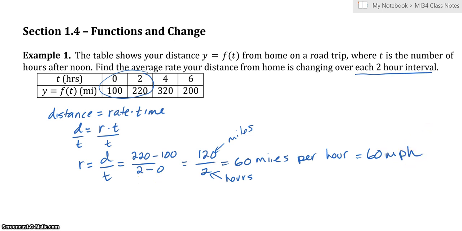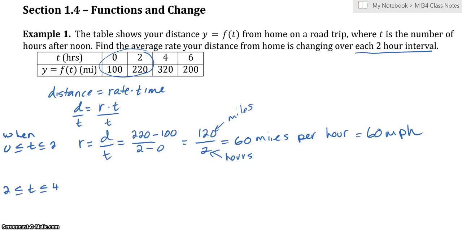Let's do the second one and see what we get. So I added this t. This means t is between 0 and 2. t is less than or equal to 2, but bigger than or equal to 0. We'll see this in the future. You don't have to write this if you don't want to, but let's look at the second interval. So let me erase this and now look at from 2 to 4 and see what we get.